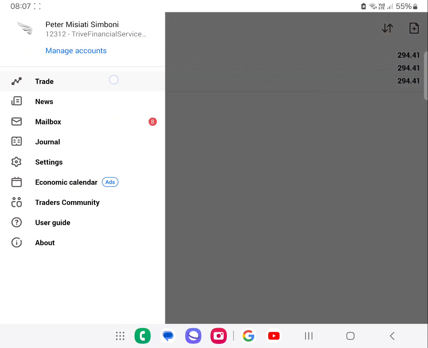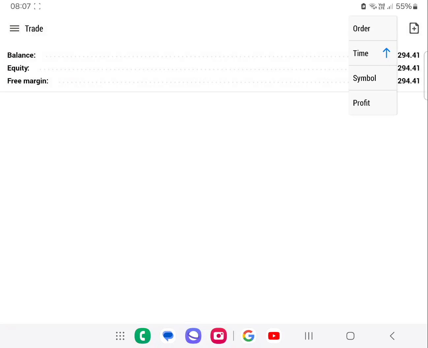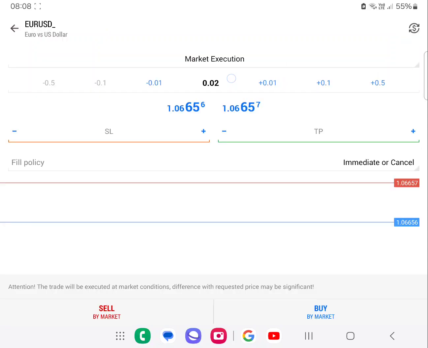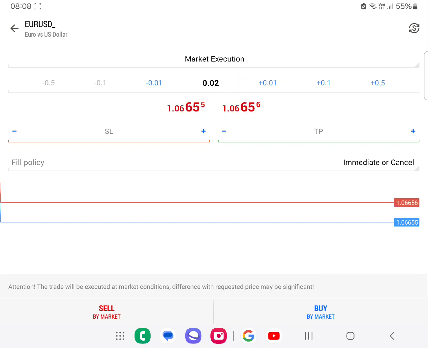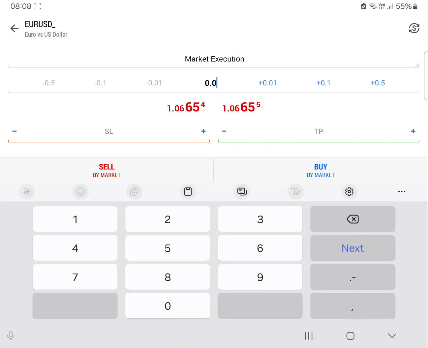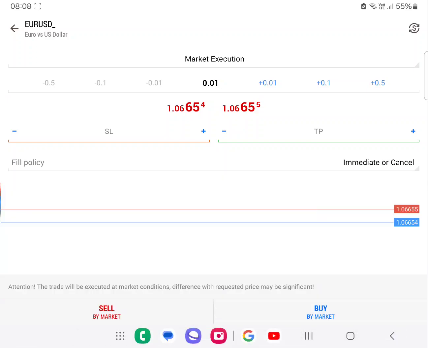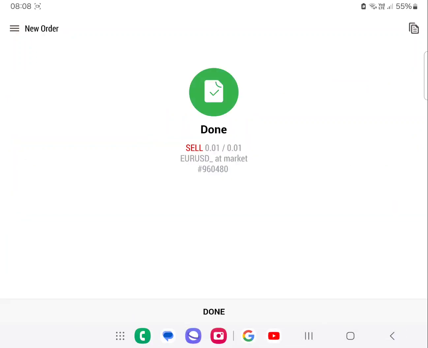So this is my MT5 with the account of $294. I'm going to start with MT5, sorry, and I'm going to start trading with the Euro USD. So let me say that I'm putting a lot size of 0.01 on Euro USD and I'm selling by the market. I've sold by the market.